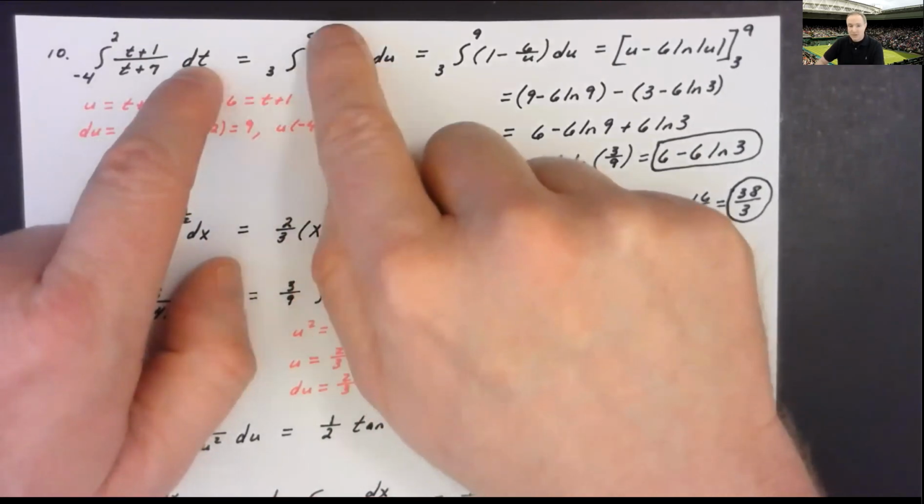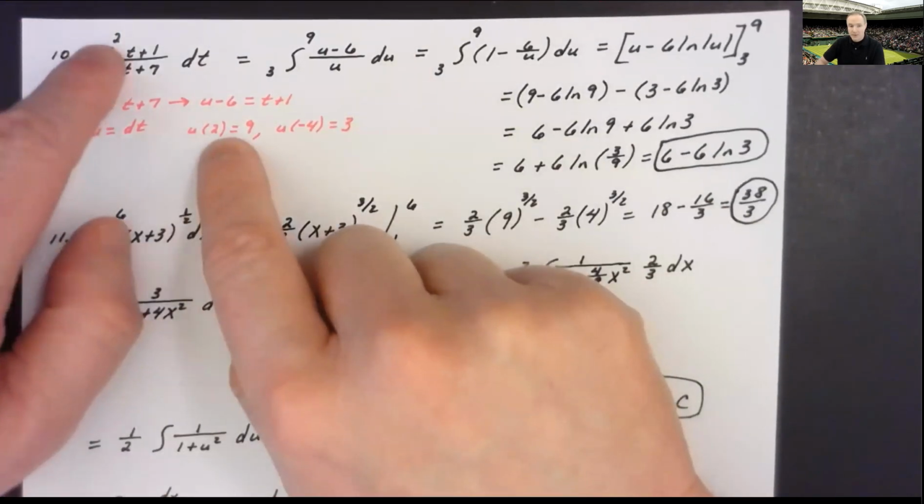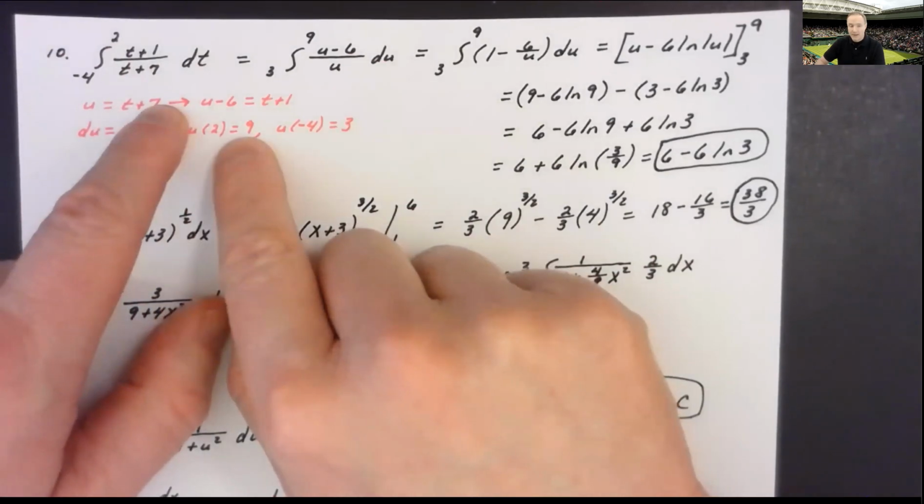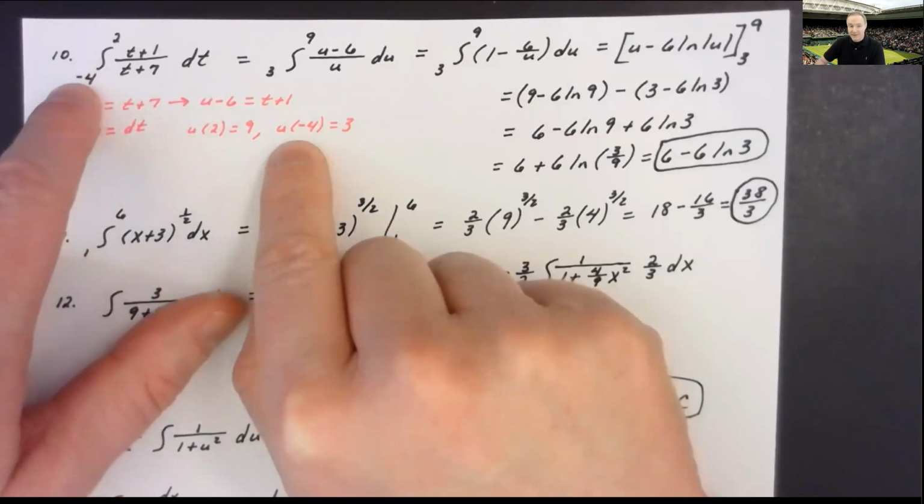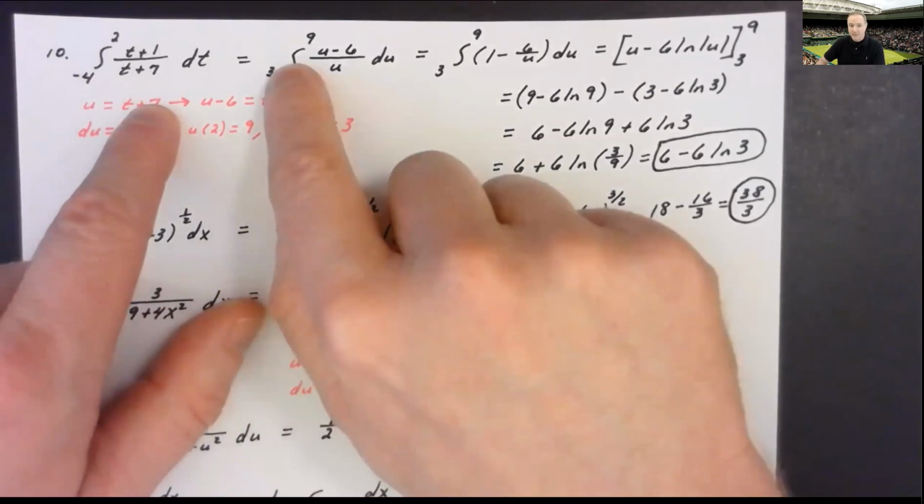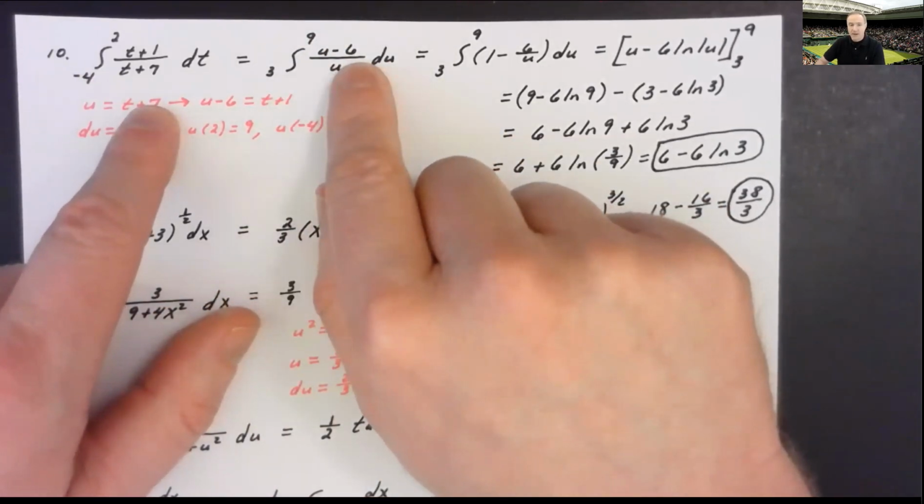I also changed the limits of integration. I actually evaluated the upper limit first. U evaluated at 2 is just 2 plus 7, or 9. My lower limit is going to be u evaluated at negative 4. Negative 4 plus 7 would give me 3. So I'm integrating from 3 to 9 of this function. Are we in better shape here?